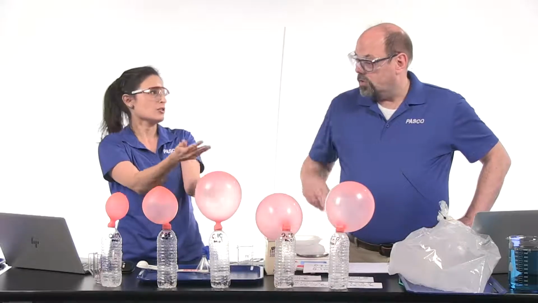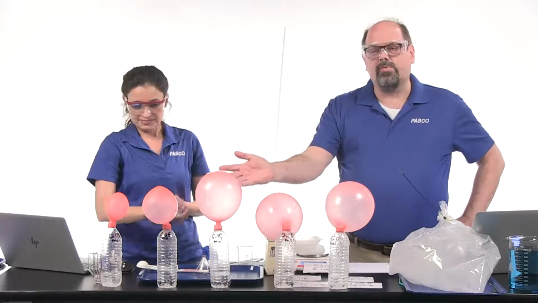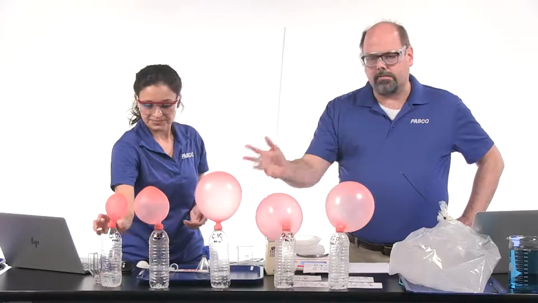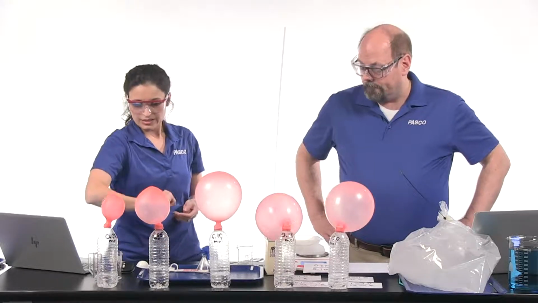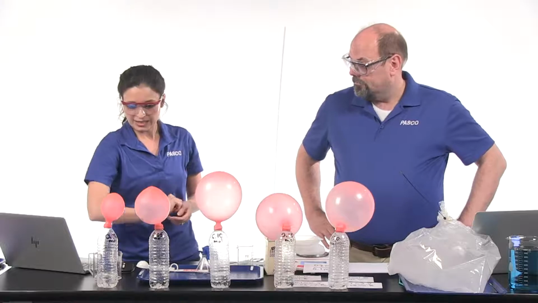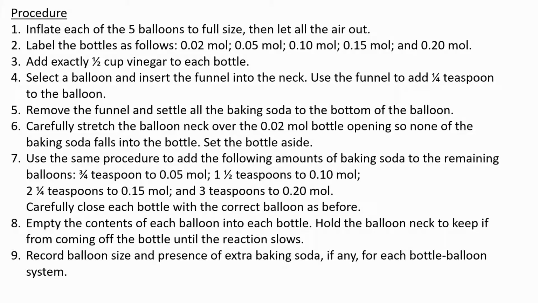This is ideal, stoichiometrically. And those two down there, we're going to have extra vinegar. I mean, the baking soda reacted, but the vinegar's still left. There's still some in there. So the vinegar in this case would be excess, and the baking soda is limiting.